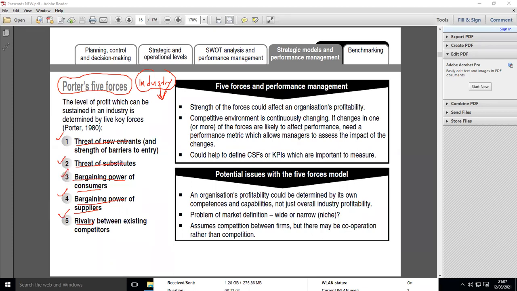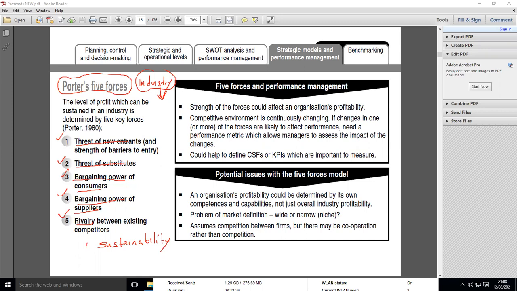So when we are trying to assess the sustainability, or the future, of your profitability, we are saying that we can use our Porter's 5 forces to analyze it.